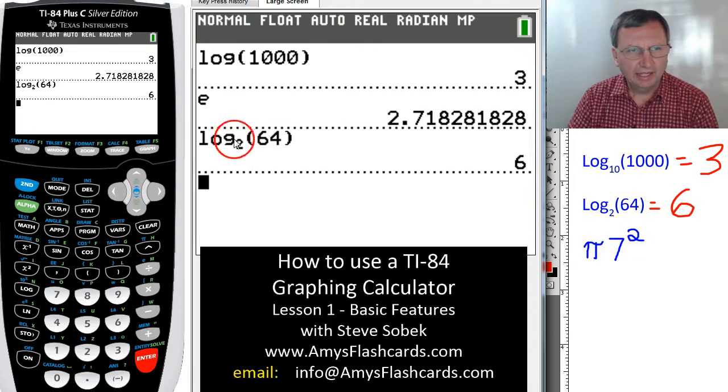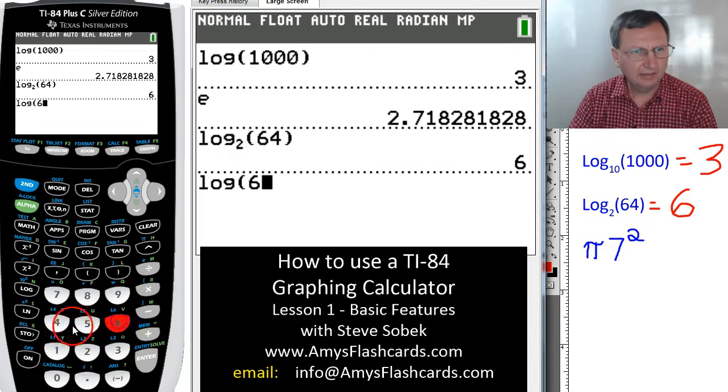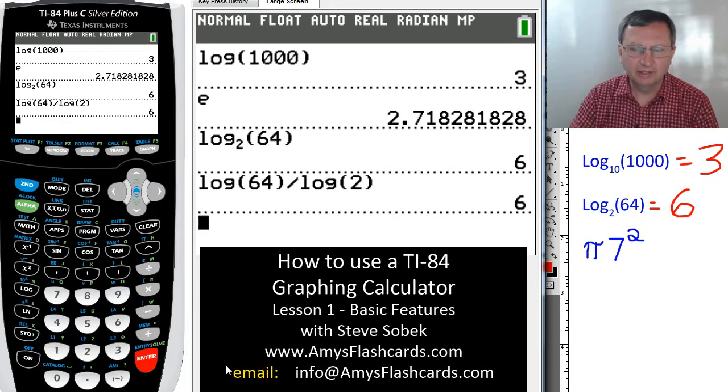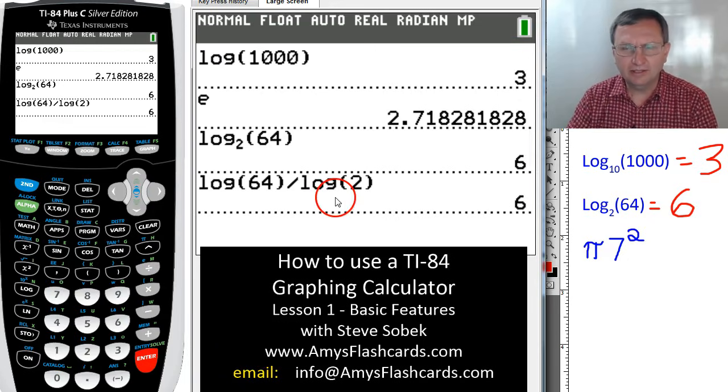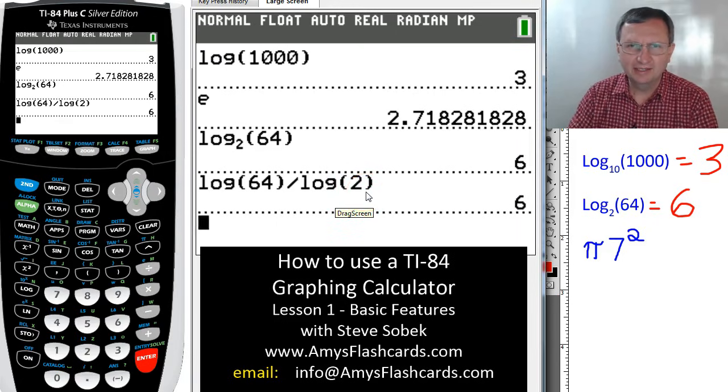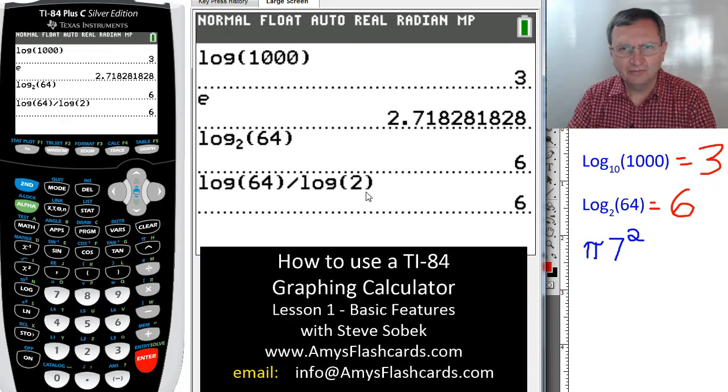Remember that any of these problems like this, whether it's base 2, base 3, base 7, can be expressed in terms of base 10. So that's the same thing as the log base 10 of 64, close the parenthesis, divided by the log base 10 of 2, close the parenthesis, and we still get the same answer of 6. All right, so now, of course, that's for those who have covered logarithms. They know that. If you haven't covered that yet, don't feel badly that you don't know that.